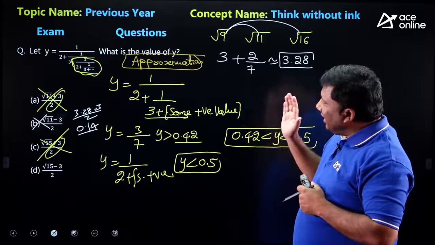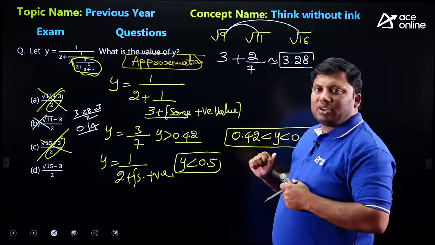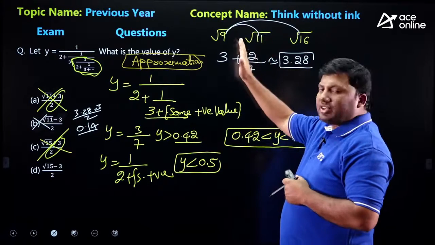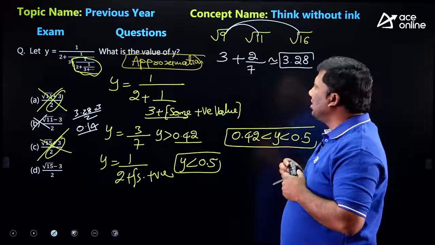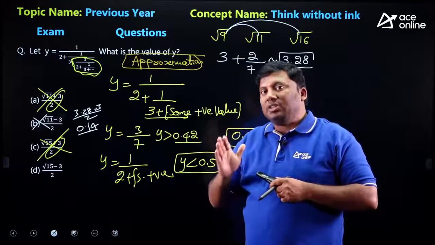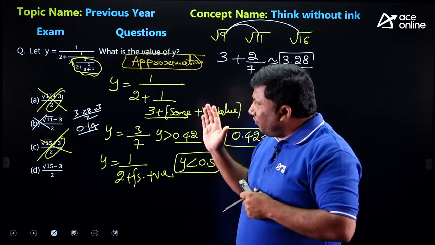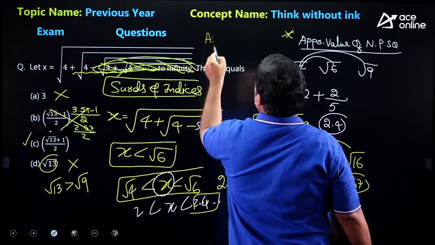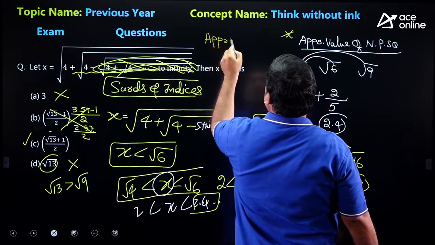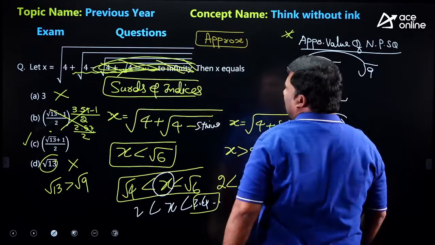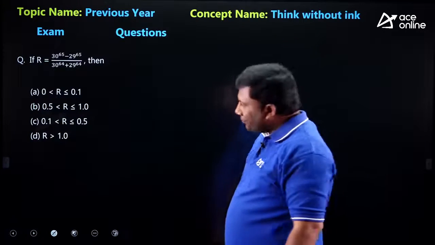I hope the idea is very much clear to you. 3 plus 11 and 9 difference is 2. 16 and 9 difference is 7. So it is approximately 3.28. I hope the idea is very much clear to you. Which concept am I using in these two questions? Approximation concept I am using. I hope the idea of solving the question using approximation is clear.